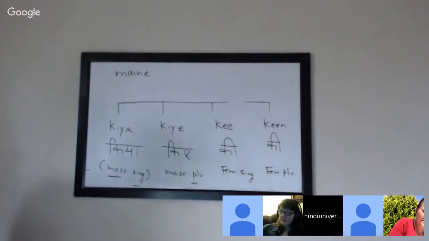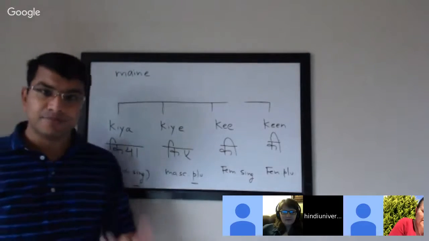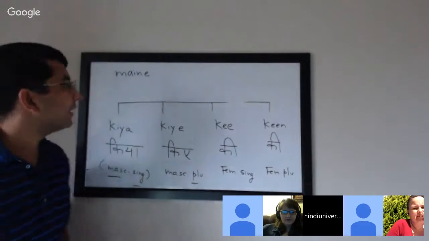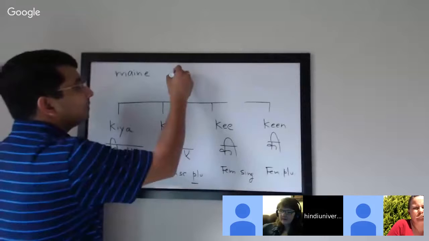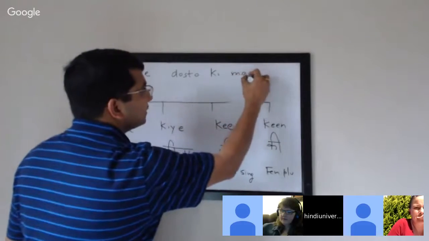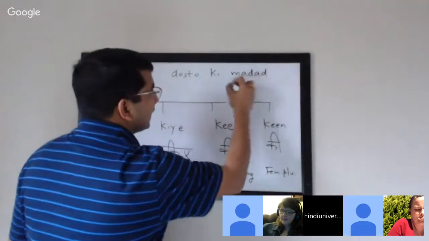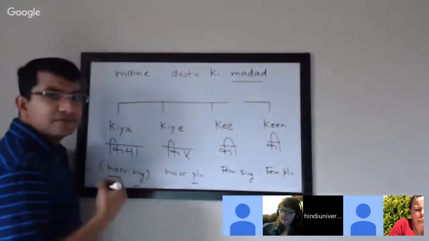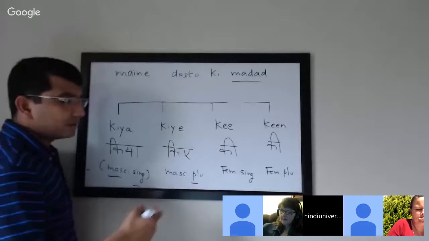Okay, for example you want to say I helped my friend. Okay, मैंने दोस्तों की मदद. And like I said, mother is feminine singular, so you will use की. मैंने दोस्तों की मदद की.